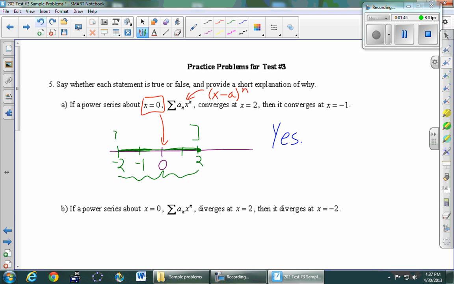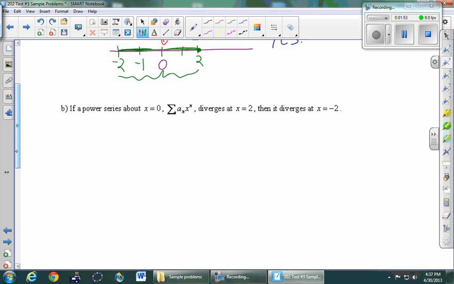Part B, if a power series about x equals 0 diverges at x equals 2, then it diverges at x equals -2. So let's draw a similar picture for this one. Again, the center is 0, and we're given information here about what's going on at the number x equals 2. And I want to know what's happening at x equals -2. So in this case, the series diverges at 2. So that means that if it diverges there, I'll put an open circle.